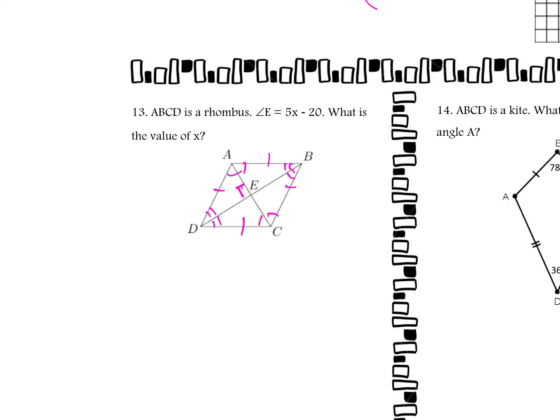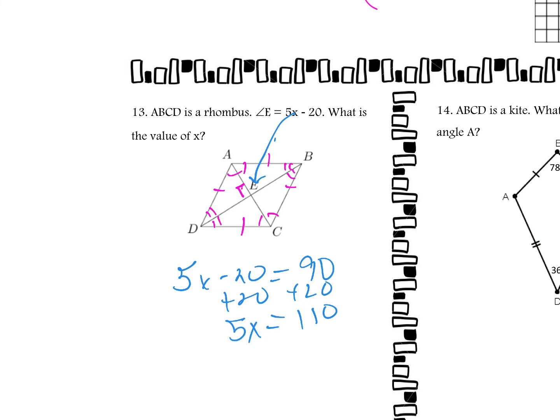All right, so let's see. E is 5x. What is the value of x? So we have 5x minus 20 equals 90. So I'm going to add 20 to both sides. That gives me 110 divided by 5. X equals 22.